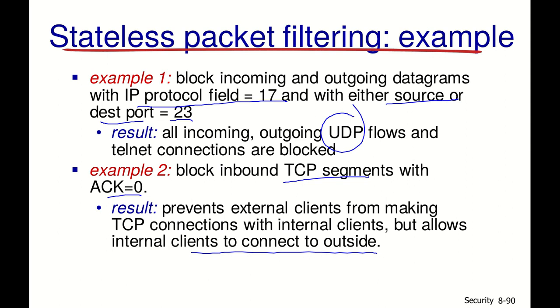Okay, so the ACK bit equals 1. That's why it is allowed. The internal clients can connect to the outside and can initiate a TCP connection. But for the external clients, when they want to connect to any host in the internal network, it is not allowed. For example, let's say we have a server in the internal network. You don't want to allow any external host to access the server inside our network.